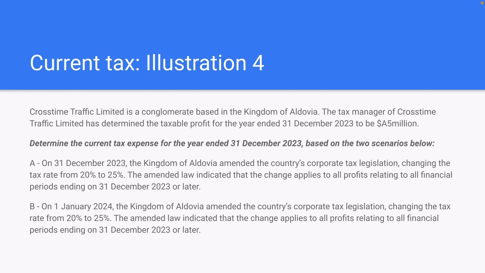So there are two things about the law. It was passed as at the reporting date. So as at the date the financial year was ending, there was already a new law. And the law states that it has effect on profits that accrue to periods ending on 31 December. It doesn't matter where that period started from. So it means that in this case, this law needs to apply on the profits for the year ended 31 December 2023. So instead of calculating tax at the usual rate of 20%, in this case, it's going to be calculated at 25%.